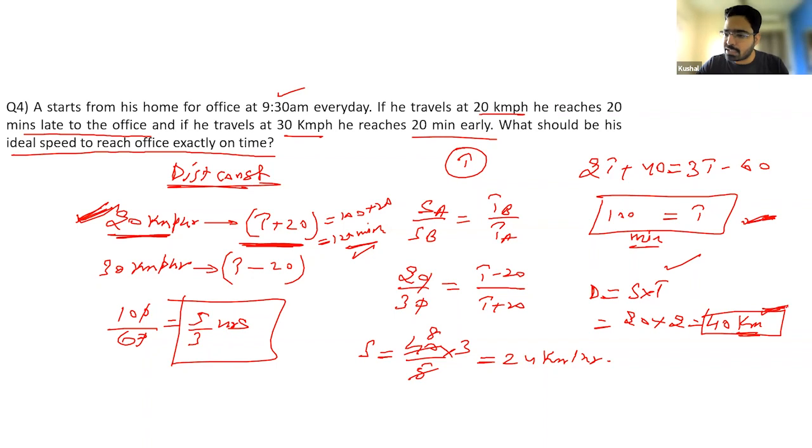Please do not mark 100 as the answer. Do not mark 40 as the answer. Be careful. Read the questions very carefully. Don't make unnecessary errors on the paper, right? Let's move on and let's try question number 5.